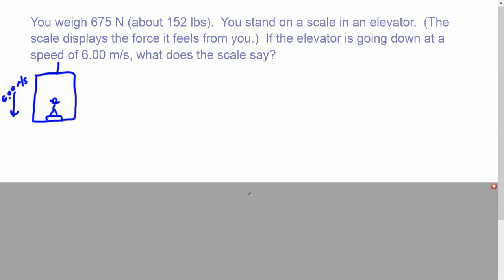And I want you to think about just the basics here. Do you think the scale will show a bigger number or a smaller number compared to what you would see if you were just not in an elevator, just in your bathroom? So think about that. What do you think the answer is?